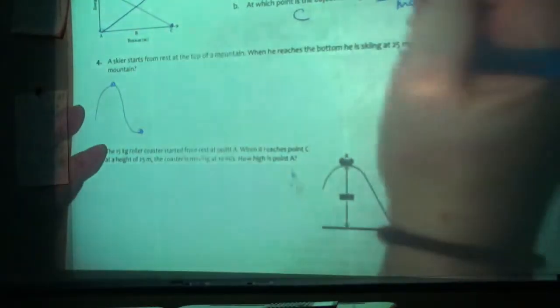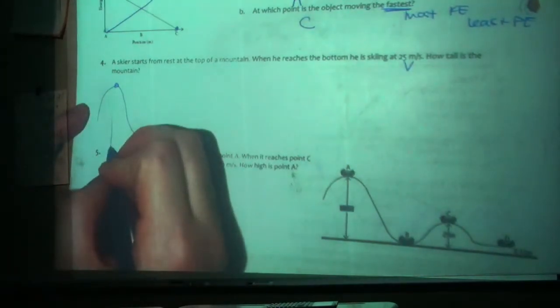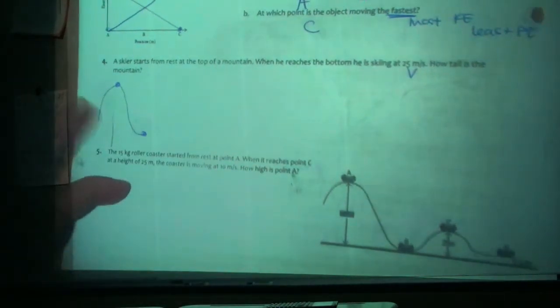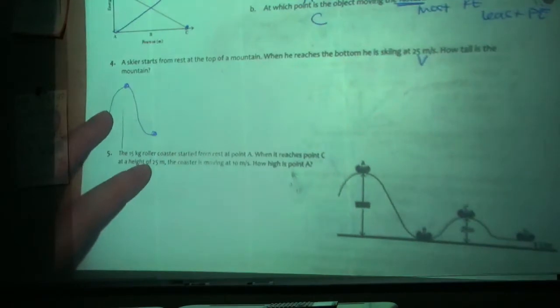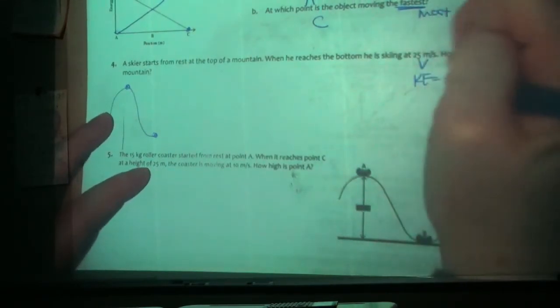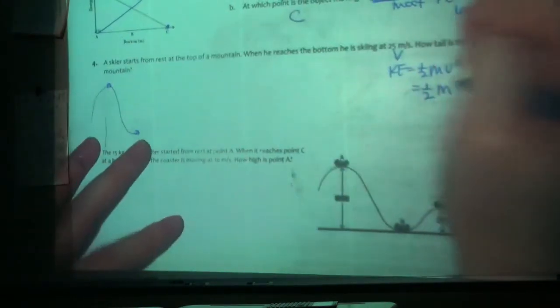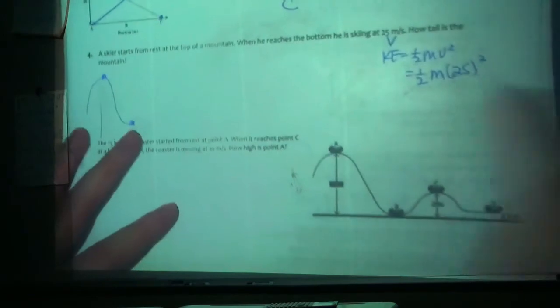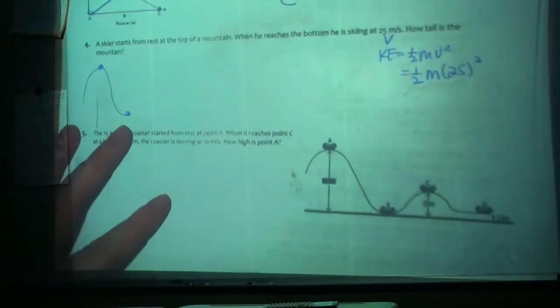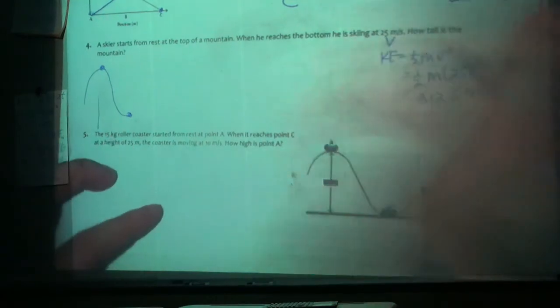A skier starts from rest at the top of a mountain, and when he reaches the bottom, he has a velocity of 25. How tall is the mountain? So we're looking for this height right here. You'll notice that we do not have the mass, which is okay. We'll just use m. We do have velocity, so we can plug into 1/2 mv squared. Again, don't have mass, so let's just use the letter m. 25 squared, and then half it gives me 312.5 m.